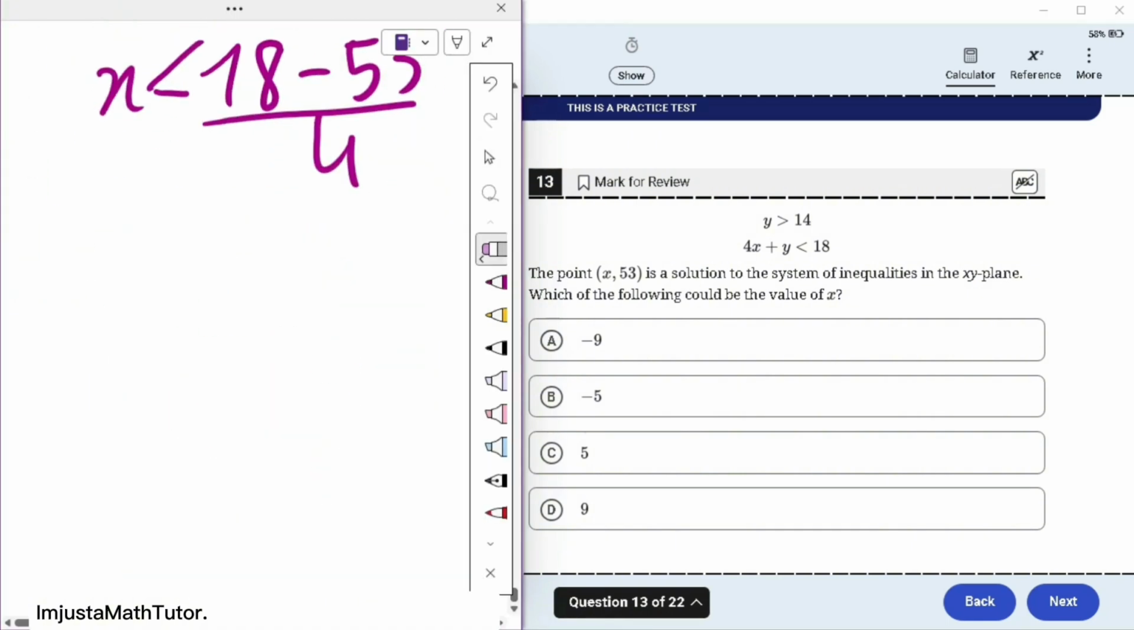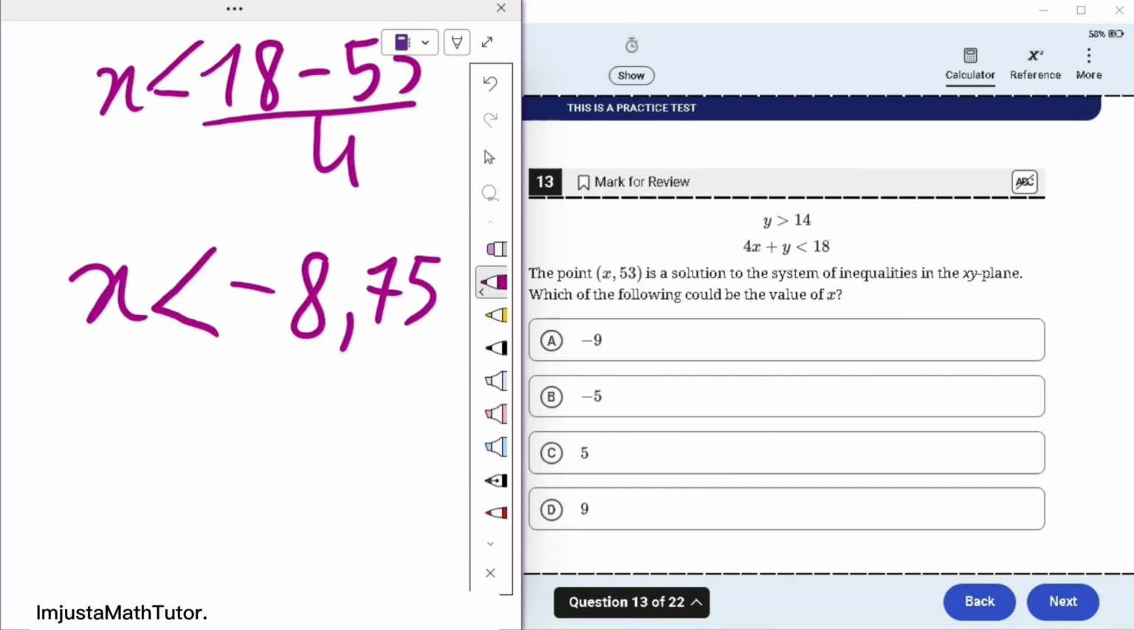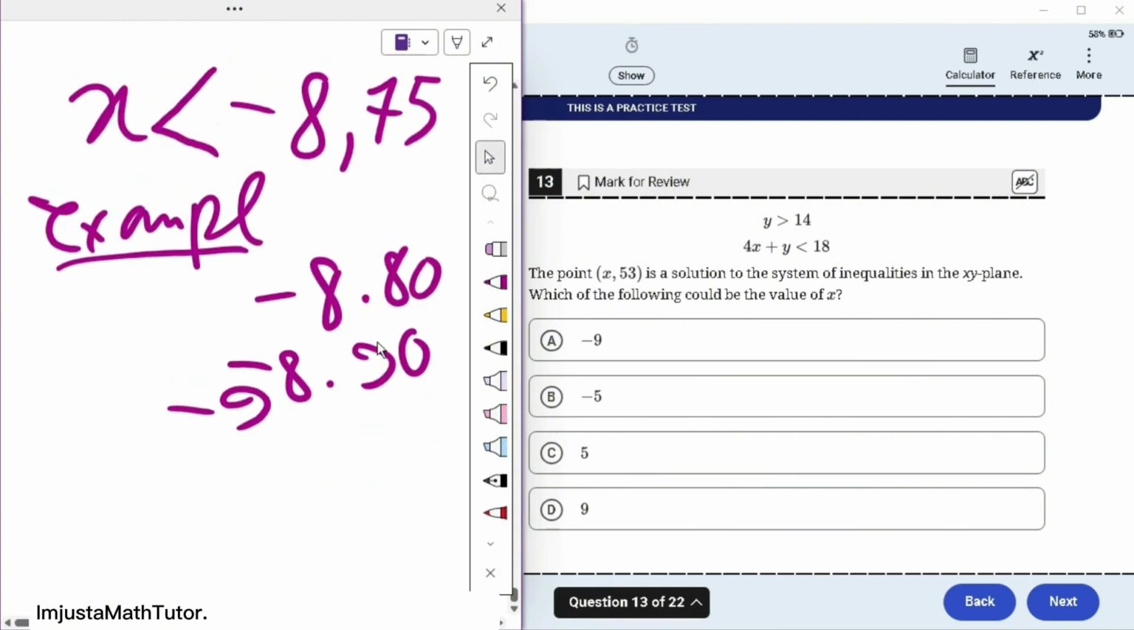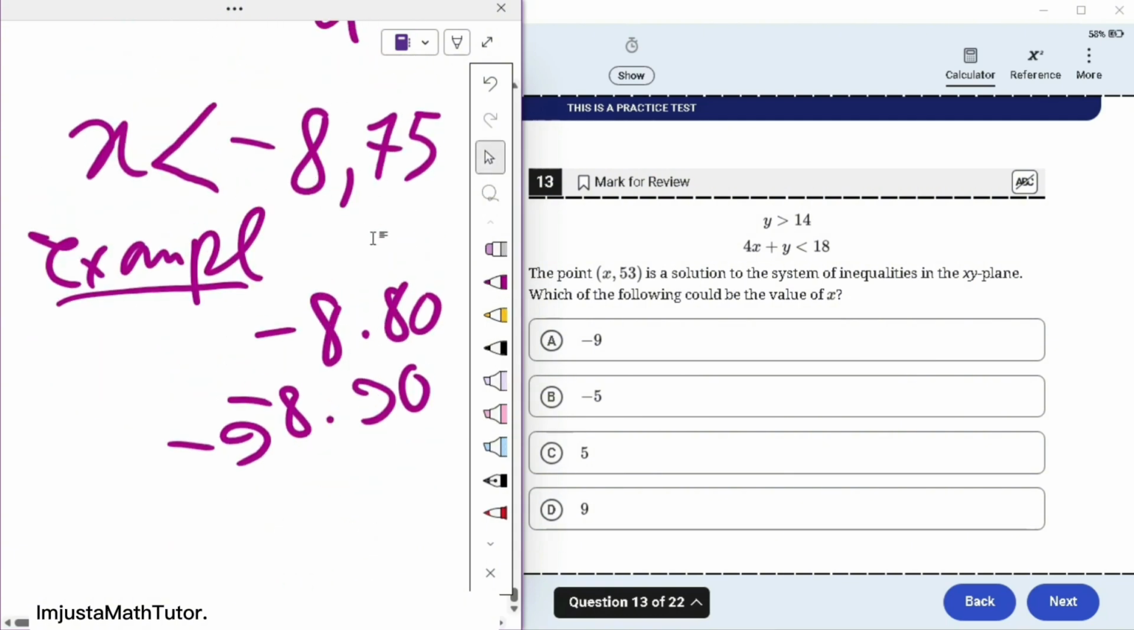So x could be a value which is strictly smaller than minus 8.75. For example, it could be minus 8.80, minus 8.90, negative 9, etc. So let's just try to look for a value that is strictly smaller than negative 8.75 in our choices. Negative 9 is smaller than negative 8.75, so that is an option.